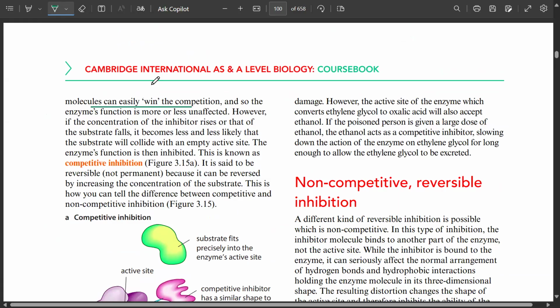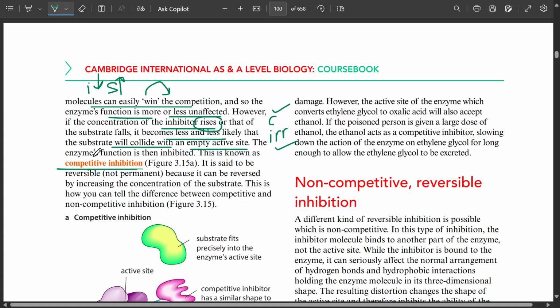Now the molecules can easily win the competition if the substrate is higher and inhibitor is lower, and so the enzyme's function is more or less unaffected. Unaffected हुआ है, कम unaffected हुआ है. However, if the concentration of the inhibitor rises, तब भी competition देगा, but it would be irreversible. It would become less and less likely that the substrate will collide with an empty active site और उसको मौका ही नहीं मिलेगा, तो वो irreversible के अंदर तब्दील हो जाएगा.